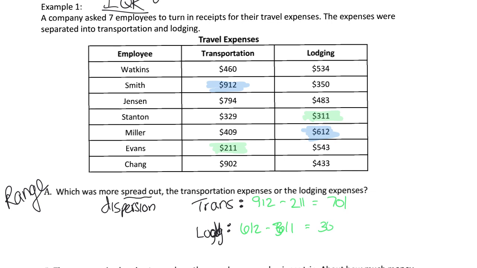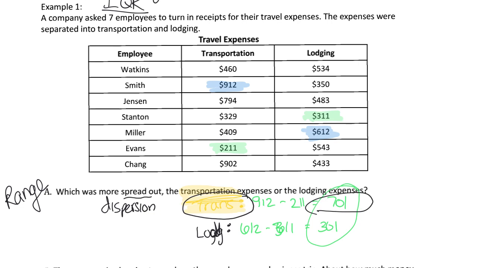Okay, focusing, sorry. So now we're looking at these two numbers, and which one varies more? Since transportation has the biggest number, it varies more. So that means transportation is the answer. So transportation varies more, so that's our answer with a variation of 701.